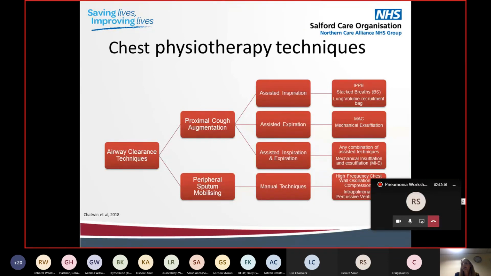We are going to look at some of them in a little bit more depth. We don't have time to look at them all. So we are going to look at breath stacking techniques and mechanical insufflation-exsufflation, known as the cough assist. In terms of peripheral sputum clearance techniques, these are manual techniques with the aim to improve ventilation, loosen secretions and enhance mucus transportation from the peripheral airways to the central airways with higher expiratory than inspiratory airflow.